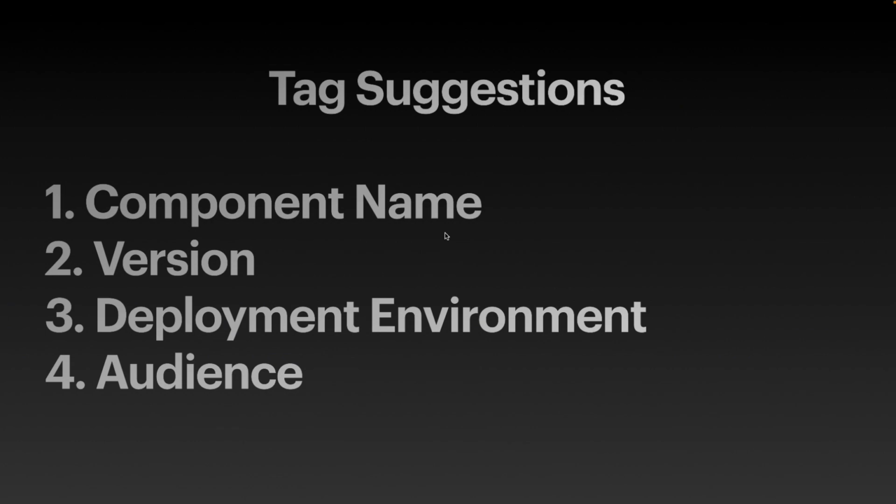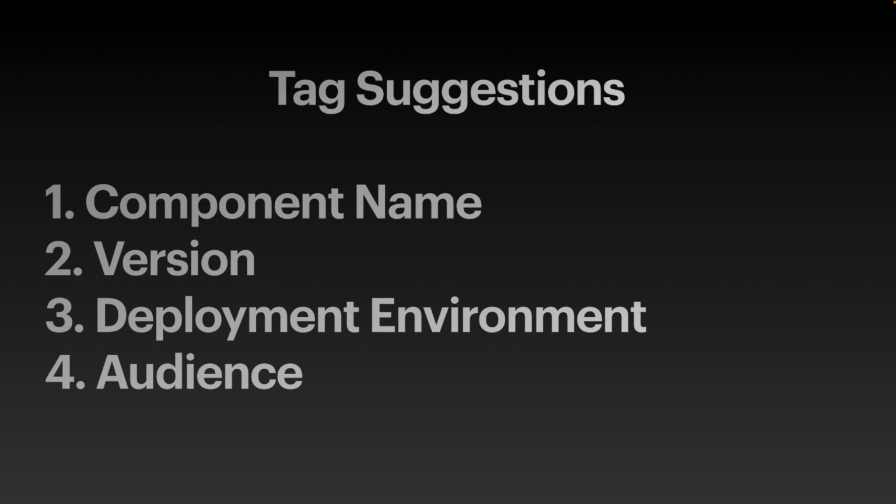Two would be version. Which version of the code is running? This is important because developers need to be looking at the same version of the code in their IDE in order for Lightrun to function correctly. You might use a build label or a traditional version number.